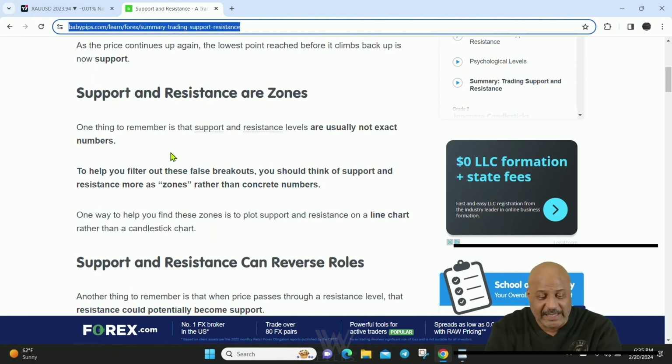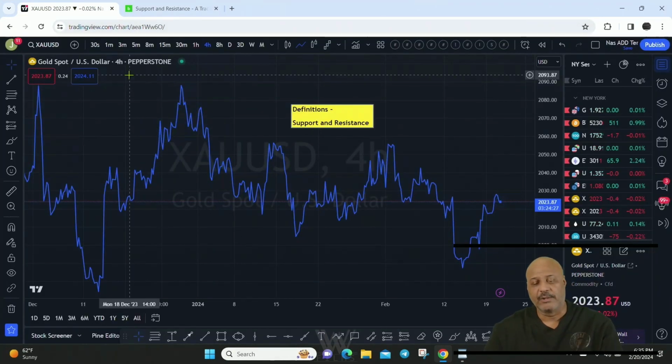So one thing they say here in Babypips is to remember that the support and resistance levels are usually not exact numbers. It's an area, right? Each graph is different. I'm going to show you that also. And remember, we're talking about zones. We always call them S&R zones because we always trade from zone to zone.